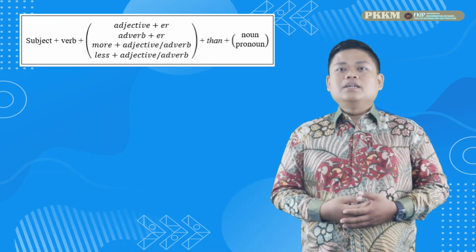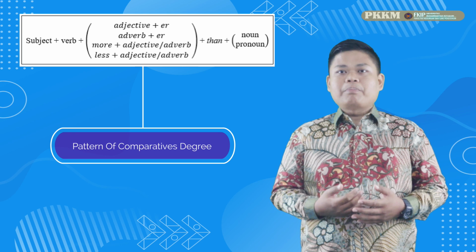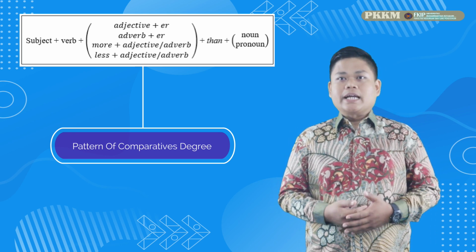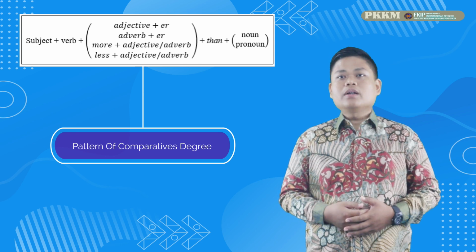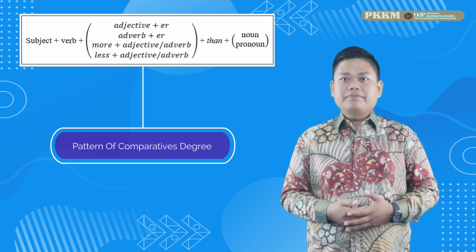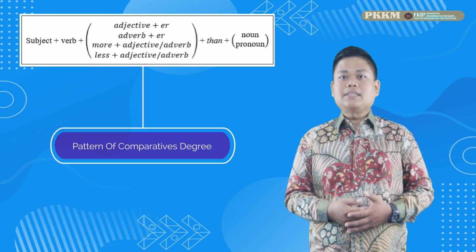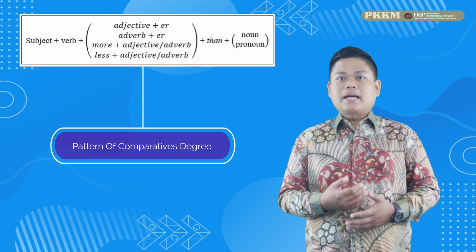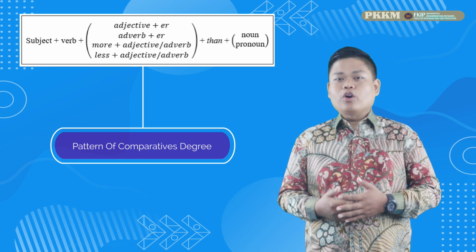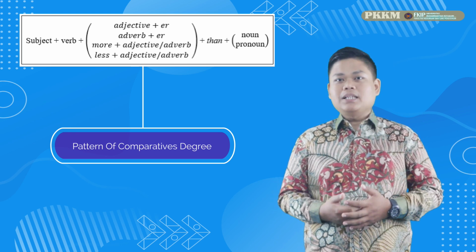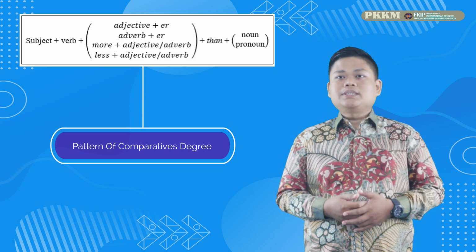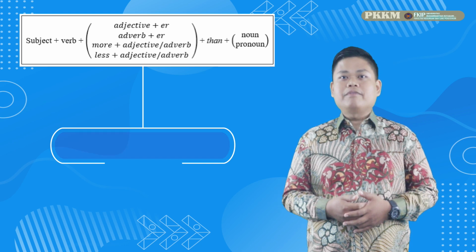These are the pattern of using comparative degree. Subject, verb, adjective plus er, or adverb plus er, or more plus adjective or adverb, or less plus adjective or adverb, plus than plus noun or pronoun. So it depends on the syllables of the adjective or the adverb. Remember, always use the subject form of the pronoun after than.